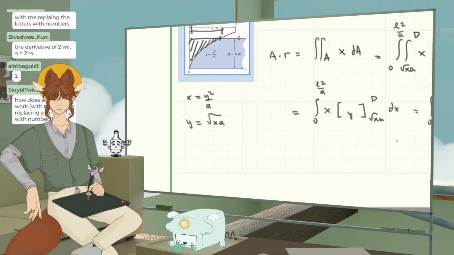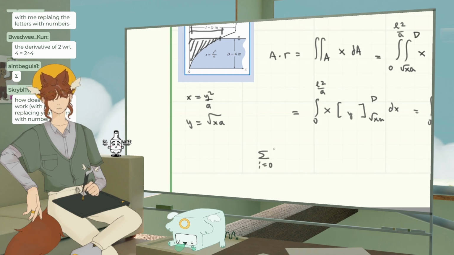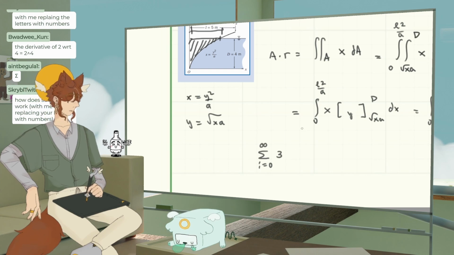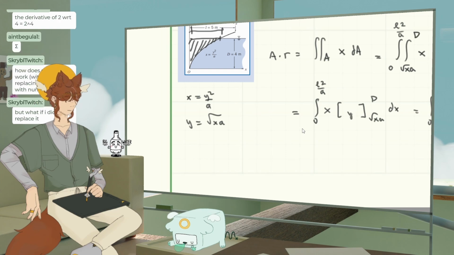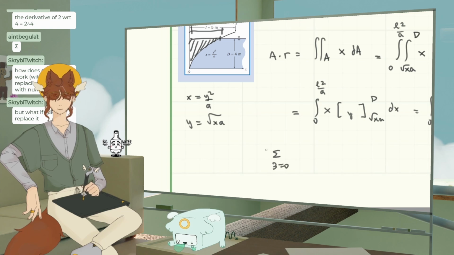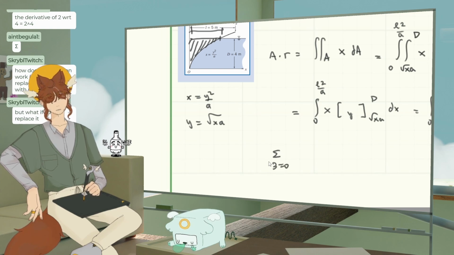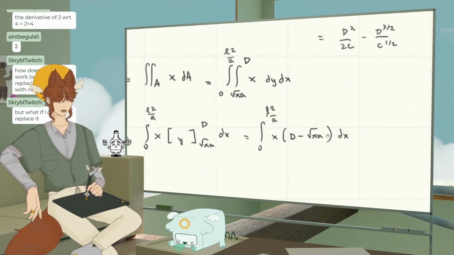How does summation work with me replacing your letters with numbers? Like i? Well, this one equal... Okay, I feel like you can't replace that one. That would just invalidate your summation. You could only put in a letter in there, or a number in there. And then it would just turn into multiplication. What if you did replace it? Well, it wouldn't really matter, would it? Because if you said 3 equals 0, then you would just be wrong. And then the expression would become invalid.